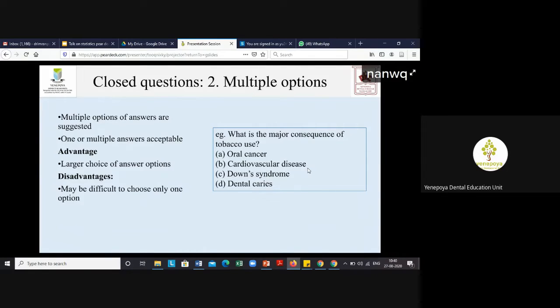That means they are very knowledgeable about this topic. So multiple options are suggested. With one or multiple answers, the advantage is a larger choice of answer options, but it may be difficult to choose only one option. That is one of the disadvantages of these multiple options. They might be confused whether they should choose all options or one or two options. If you give proper instructions, it becomes easier again.